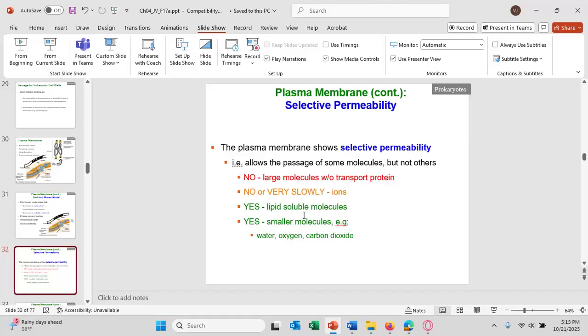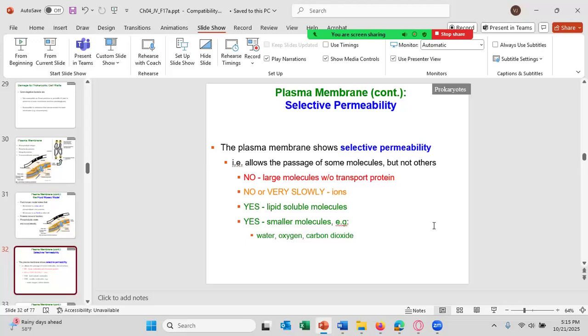Large molecules like proteins, DNA, even nucleotides and amino acids cannot move across the cell membrane without the help of a transport protein. Any question about any of that?